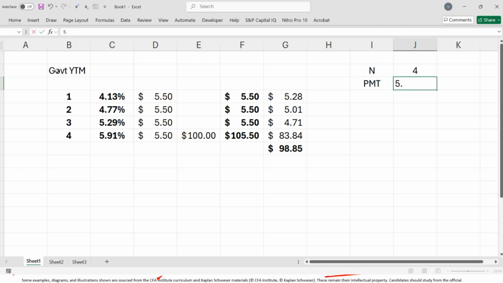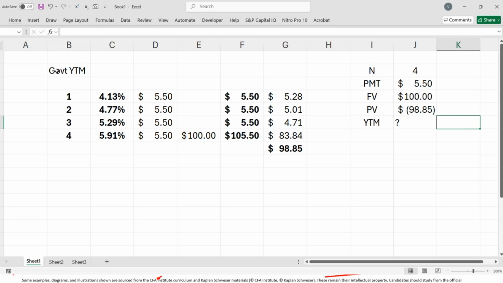PMT is 5.5. Face value is $100 and present value obviously will be negative 98.85. So what is the YTM for this government bond that I can do here?